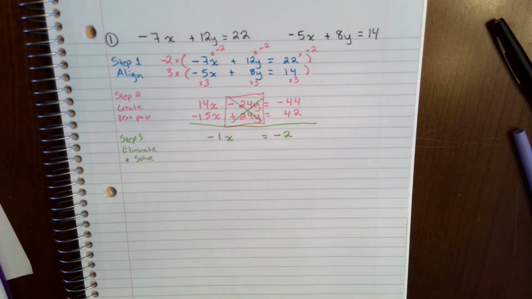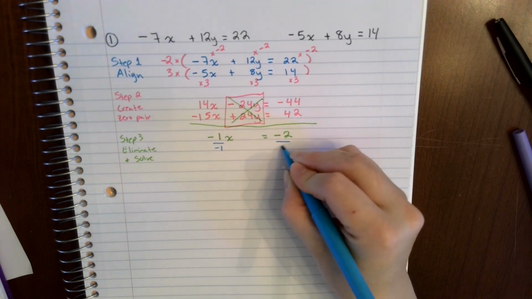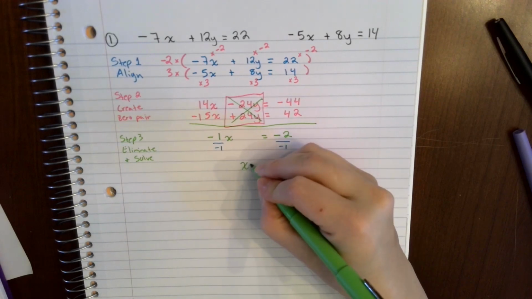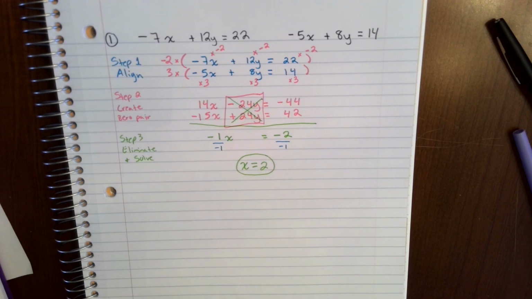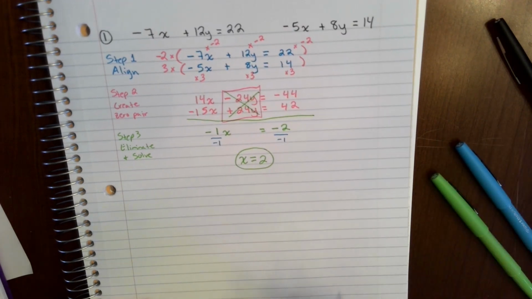Then all I have to do is get x isolated, right? I need to solve for it. So I'm going to divide both sides by -1, and I get that x is going to be equal to a positive 2. From there, everything's still the same. I just need to go on to step 4.